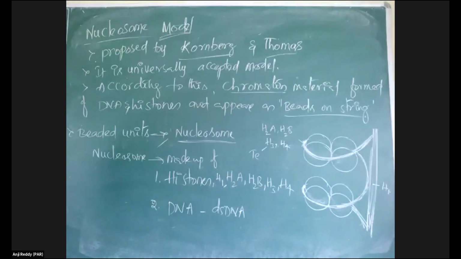Is DNA made up of chromatin or chromatin made up of DNA? Right. DNA is made up of what? Nucleotides. DNA is made up of nucleotides, not chromatin. Nucleotides are joined to form a polynucleotide chain, and that is DNA.